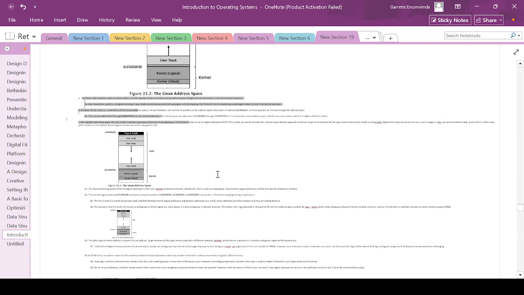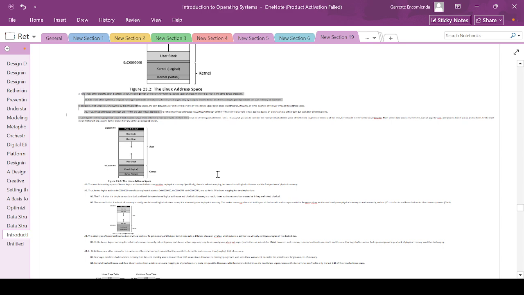Thus, virtual addresses 0 through 0xBFFFFFFF are user virtual addresses. The remaining virtual addresses, 0xC0000000 through 0xFFFFFFFF, are in the kernel's virtual address space.